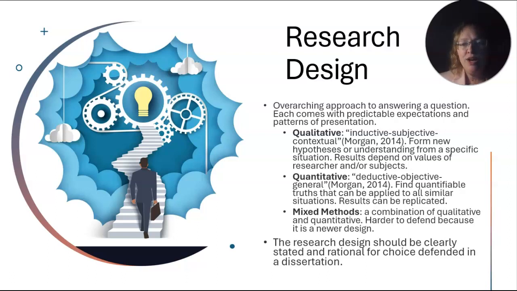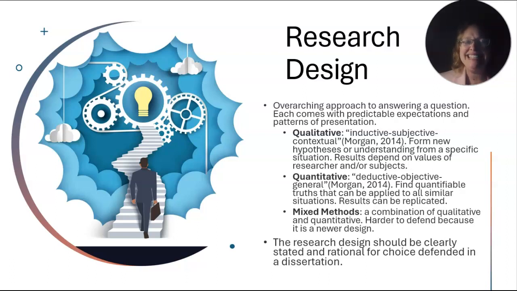Quantitative research is deductive, objective, and general. In other words, you take data, and from that data, you discover truths that were already there to be found. They just needed to be analyzed. And if somebody else came along behind you and analyzed that same data, they would find those same truths. And because it's repeatable, it's a more generalizable sort of situation. If you have the same situation somewhere else, you're going to get the same end result.